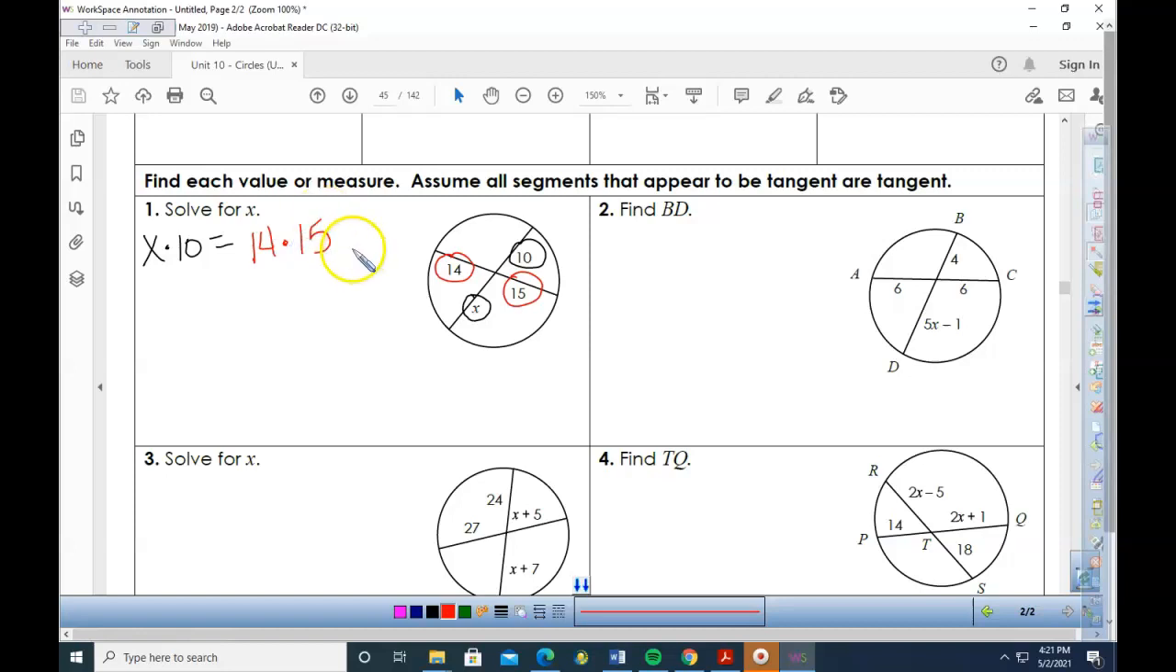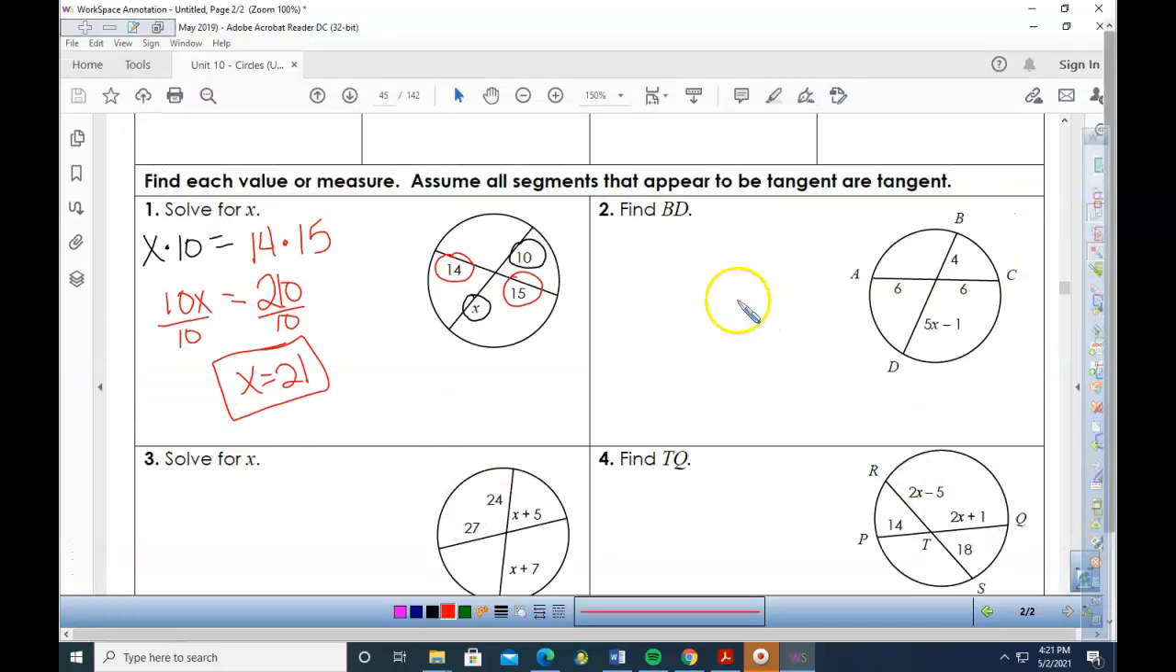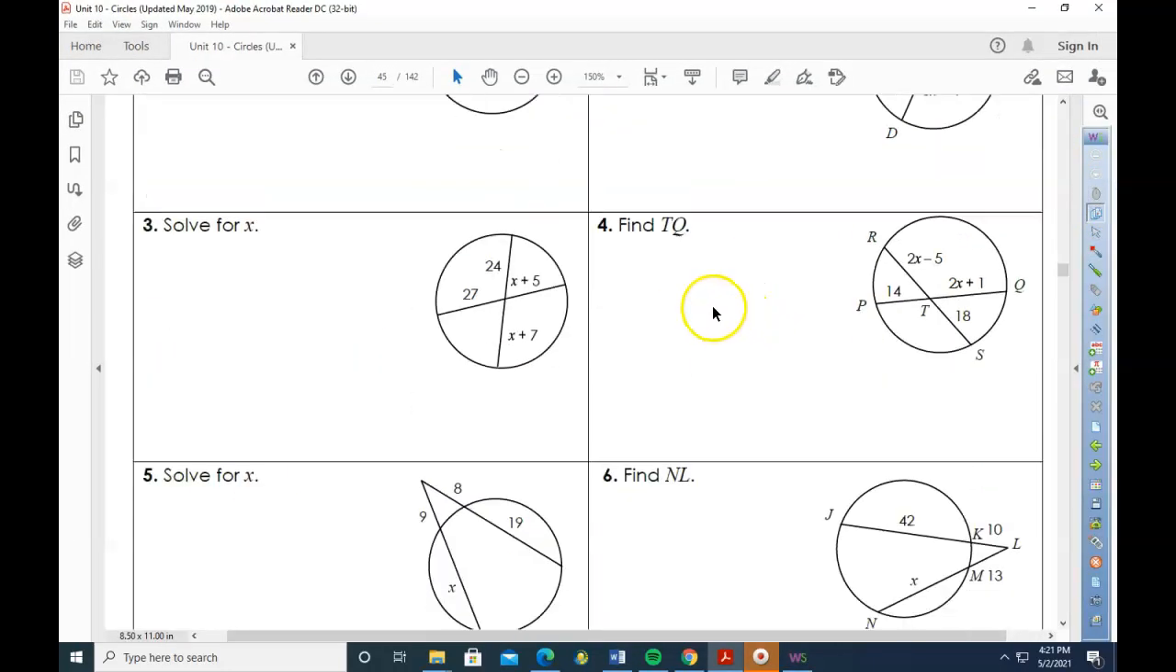Now sometimes these are going to get algebraic, but this first example is just a quick example. We'll do some of the more difficult ones in class. 14 times 15 is 210, equals 10x. Divide both sides by 10, of course. I get x equals 21. I'll do that one in class. I'm going to keep going forward though, because again, this is an intro.